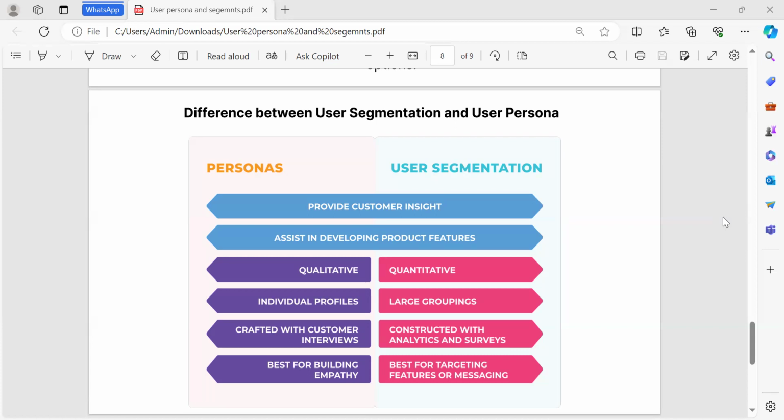Personas are basically individual profiles, whereas user segmentations are large groups of people. You can make personas with customer interviews, whereas segmentation would be done basically by surveys and analytics.